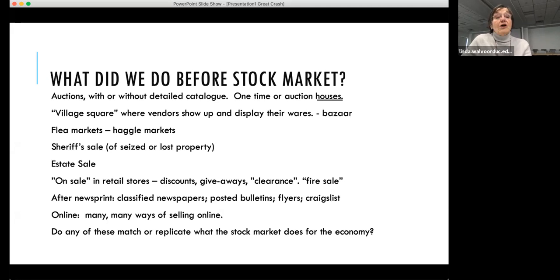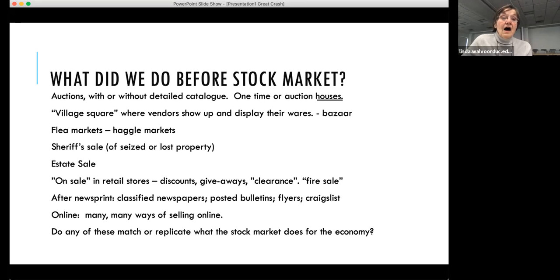A sheriff's sale refers to property the sheriff has seized from a foreclosure or because of a theft or because it's lost and found, and sells it off, and then that money is distributed to creditors. An estate sale? Well, estate sales have taken place for hundreds of years, even before the stock market. The New York stock market was established in 1817. But before that, you had estate sales. When someone died, the estate would be sold because there were heirs and creditors who both had to be satisfied.